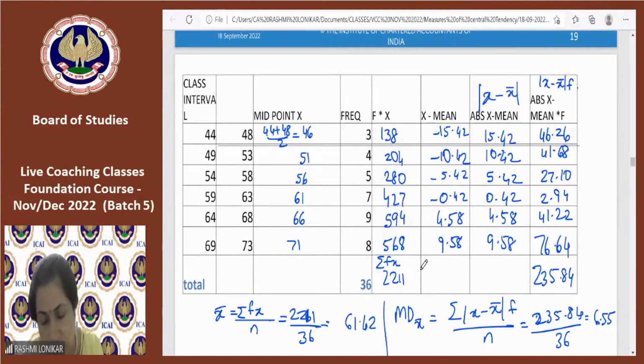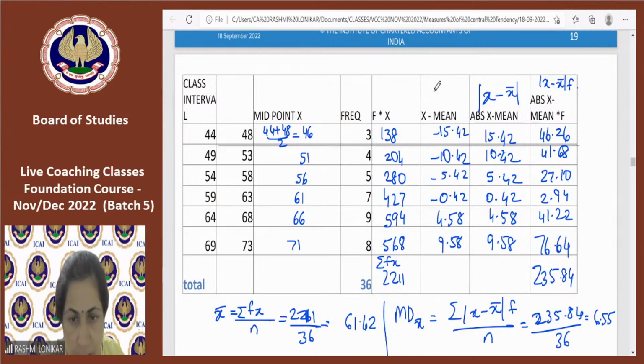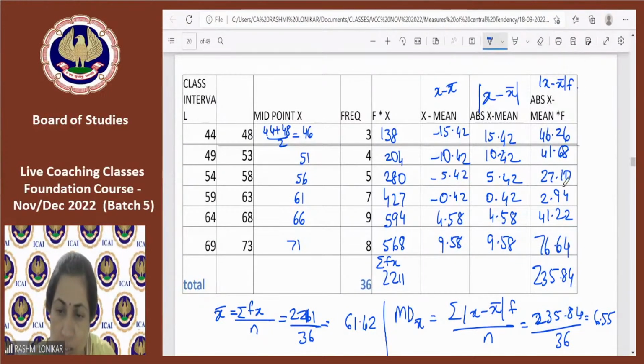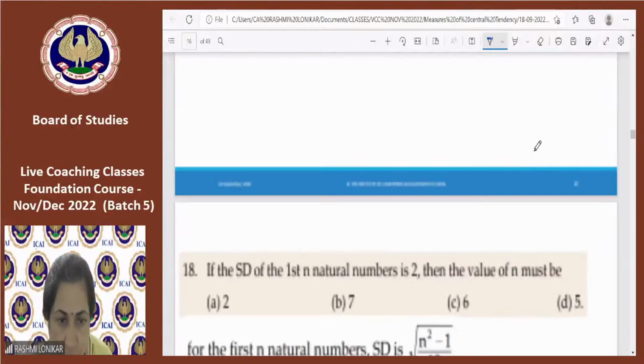Deviation means how far the observations are from the mean. So for that, I find x minus x bar. In the books, they have not given two columns, they have given one column. But I do two columns because sometimes I may get confused and not remember which sign to write. So I just don't need to remember anything. I will just do x minus x bar. Then in the next column, I write the mod of x minus x bar, and then I multiply with the frequency and get the answer. This is because, you remember, I have told you the formula.